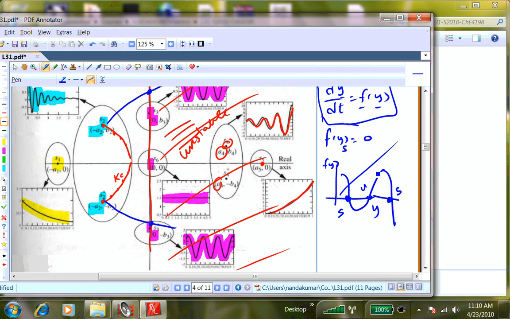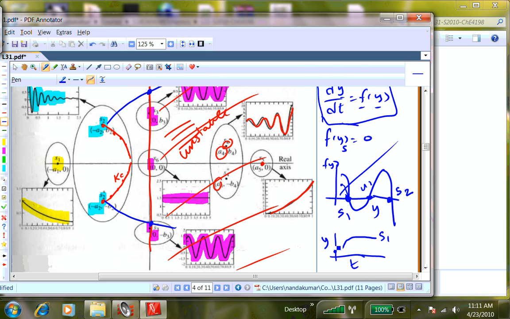Okay? And so you go back to the dynamic equation and you integrate that using ODE45 with an initial condition. Suppose you pick the initial condition to be somewhere there. Okay? So as you integrate, it will go to the steady state. So now we are plotting y versus time. I'm starting with some initial condition and it goes to a steady state. Call this S1, S2, and U1. Okay? So it goes to S1.